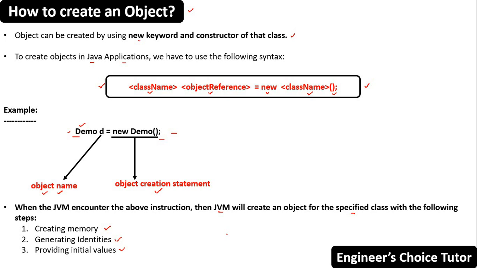Now, as we know, non-static variables get memory location in the heap area by the JVM when an object is created. This is the known thing, right? In the last lecture itself, we have discussed these things. Now, let's see one example.